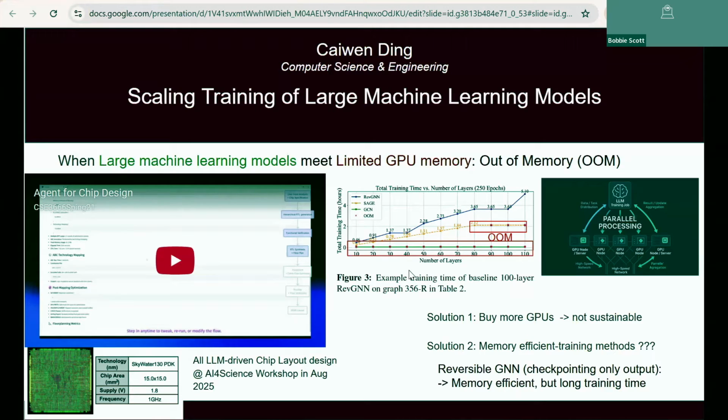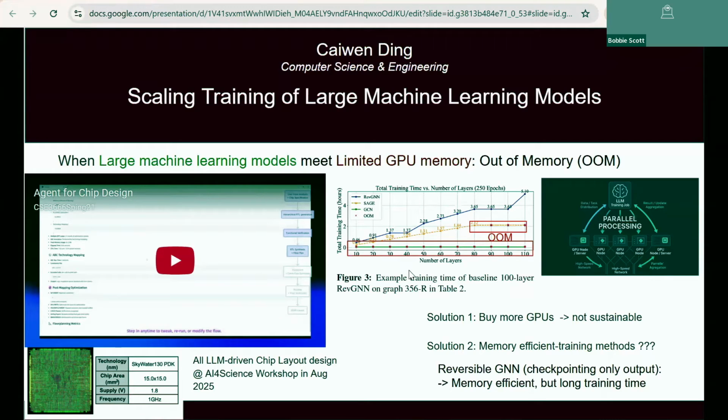For example, using this graph neural network training, you can see that we take a look at that reversible design. Basically, the reversible design is we're not going to store all these intermediate weight gradients during the training process. Instead, we only store the output layer. So it's an extreme checkpoint mechanism.